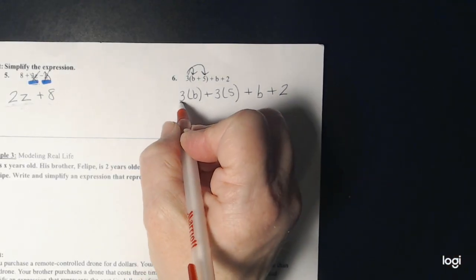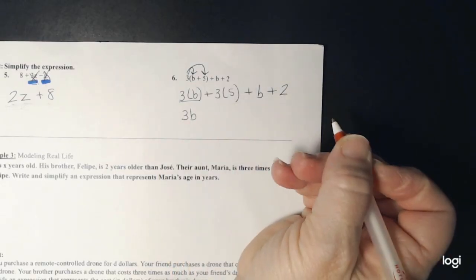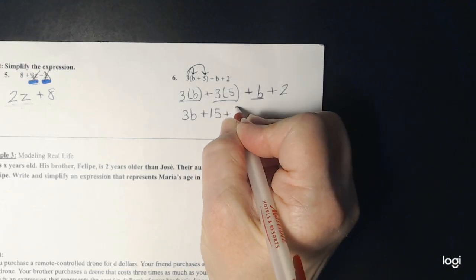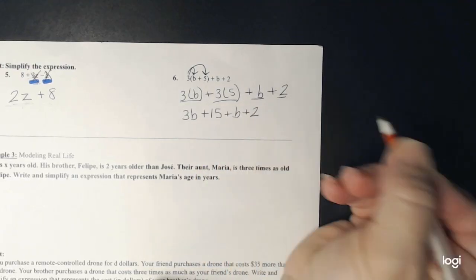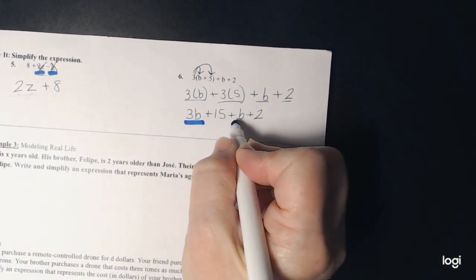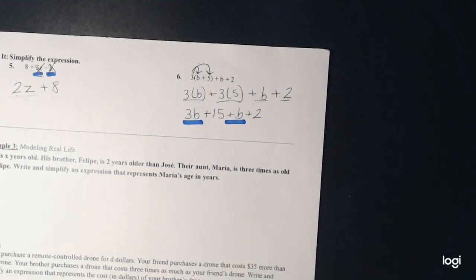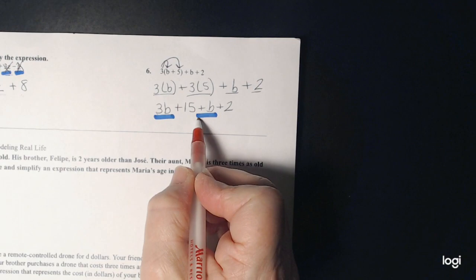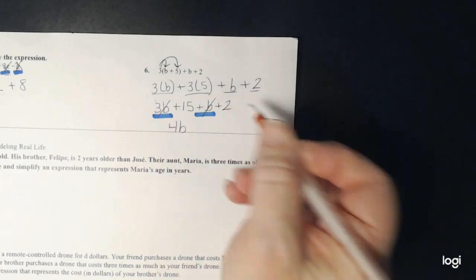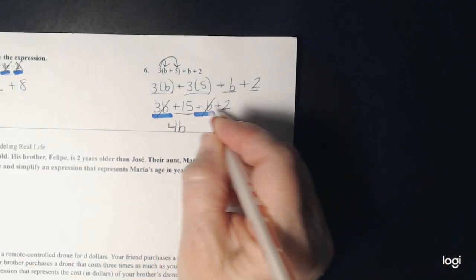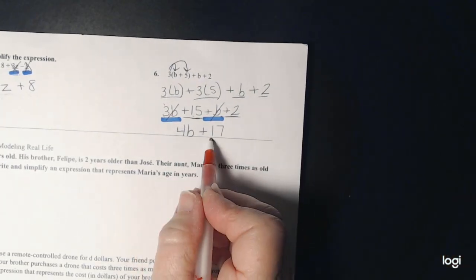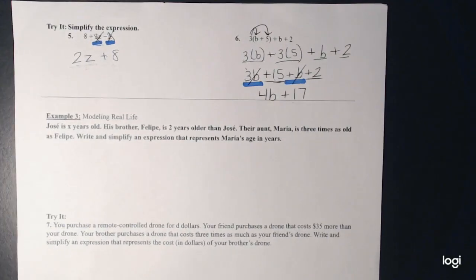All right, let's simplify. 3 times b is 3b. 3 times 5 is 15. Then we have a regular b and a constant 2. Now we're going to look for our like terms. I have a b and a b. 3b plus 1b is 4 b's. My b's are gone. Now I have constants. 15 plus 2 is 17. My final answer is 4b plus 17.